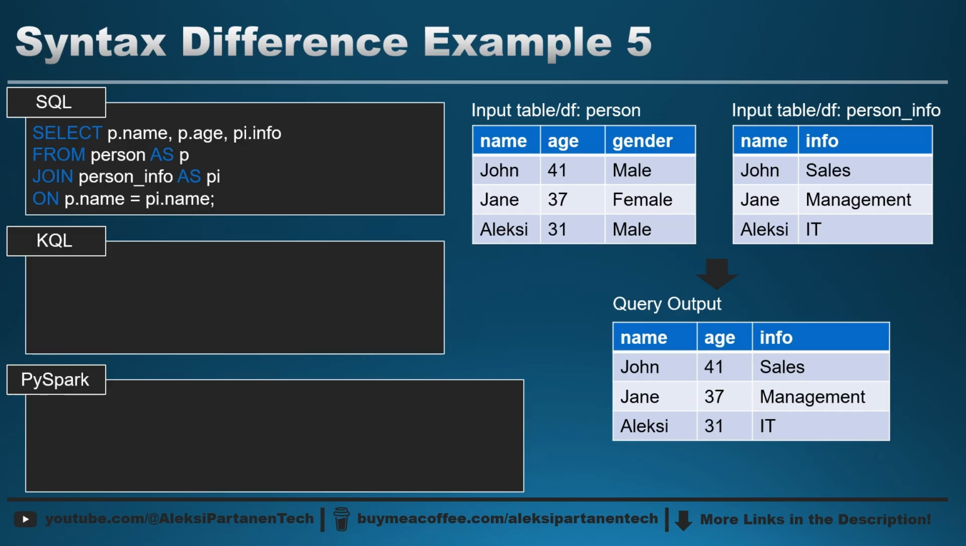And there we are using the name column from each table as the key for our join. Then in the select, I'm specifying that I want the name and age columns from the person table and the info column from the person info table. And this will then produce the output we wanted.